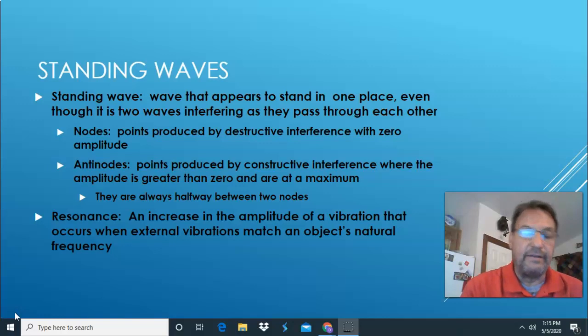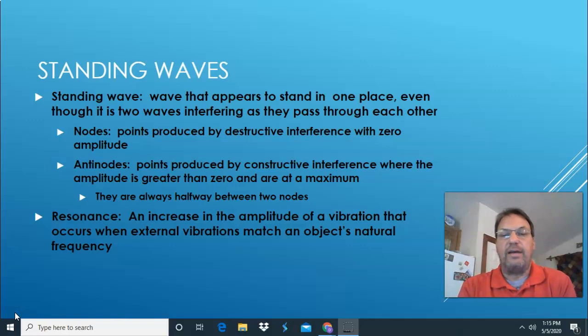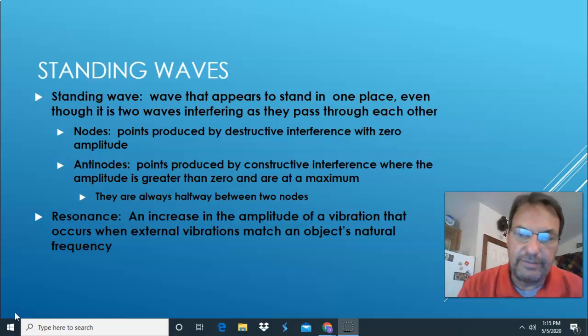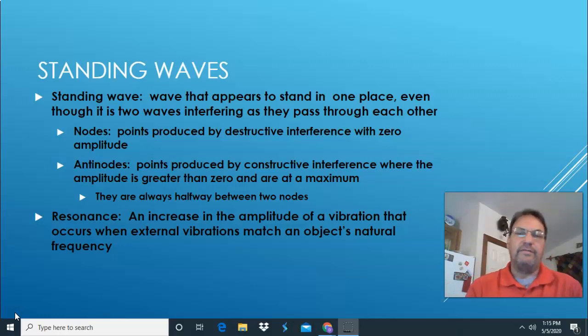And then the last word is resonance. And this is an increase in the amplitude of a vibration that occurs when external vibrations match an object's natural frequency. You might have heard of the term resonance, something resonating or really being very, very clear. That's because the amplitude of that vibration is just even getting that much better, and it's found its natural frequency and really feels good.